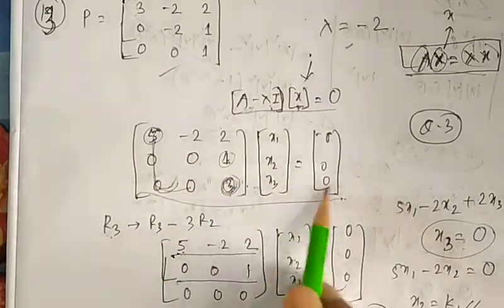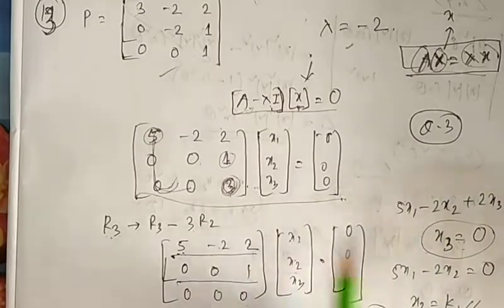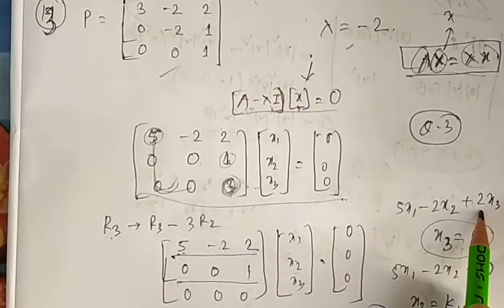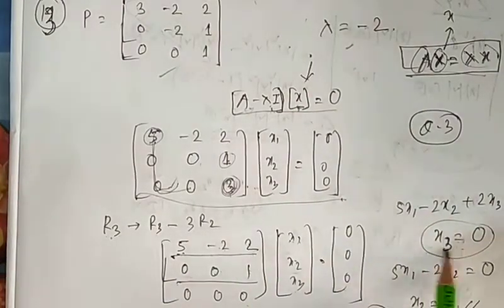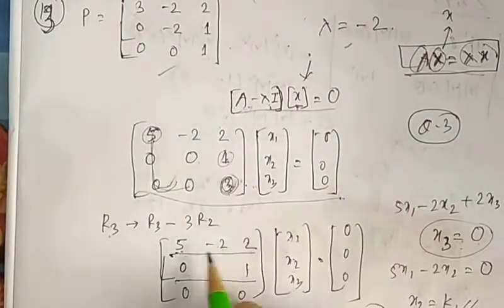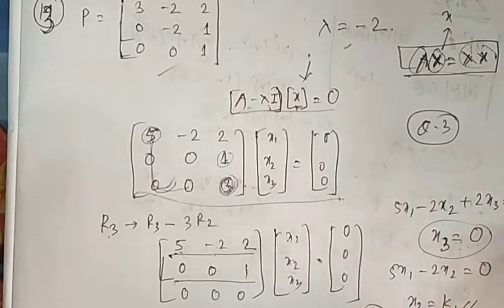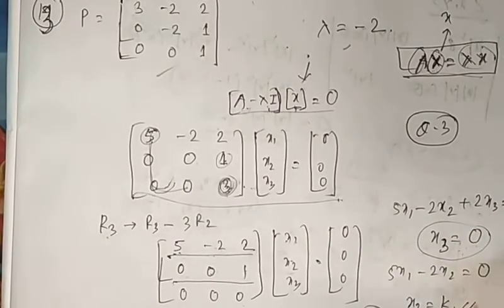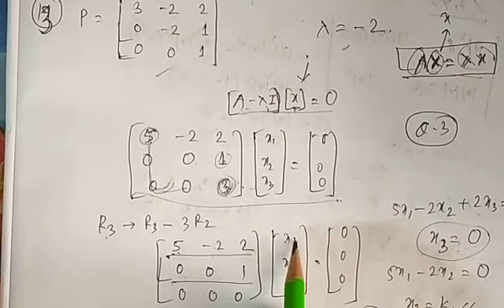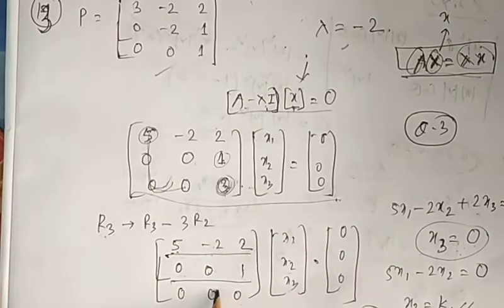If you do this, what will happen? Everything else remains the same, and this becomes 0, 0, 0. If you write the equations, the first equation is 5x1 minus 2x2 plus 2x3 equal to 0, and from the other, x3 is equal to 0. Since x3 is already 0, it becomes 5x1 minus 2x2 equal to 0. Now you can see there are 3 unknowns and the number of rows is 2, so the rank is 2. So it will be an infinite solution.